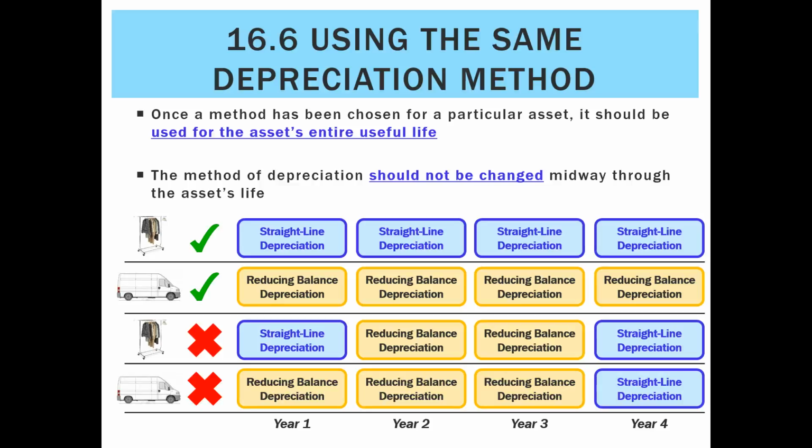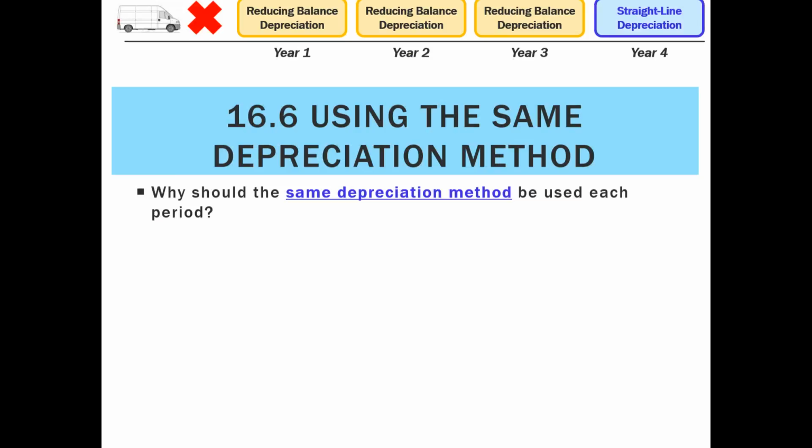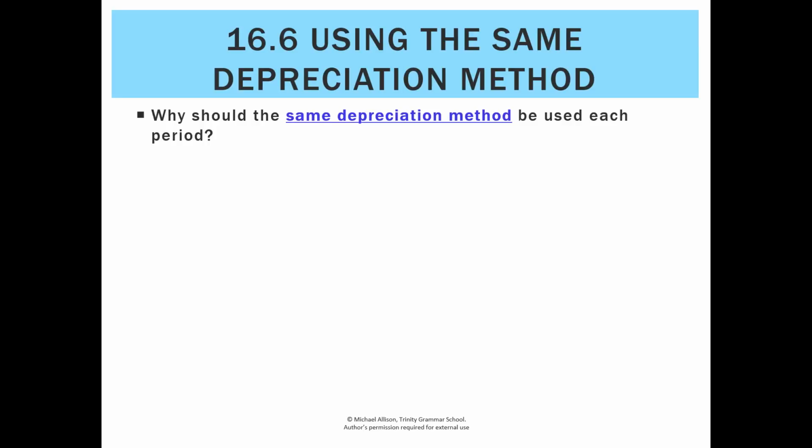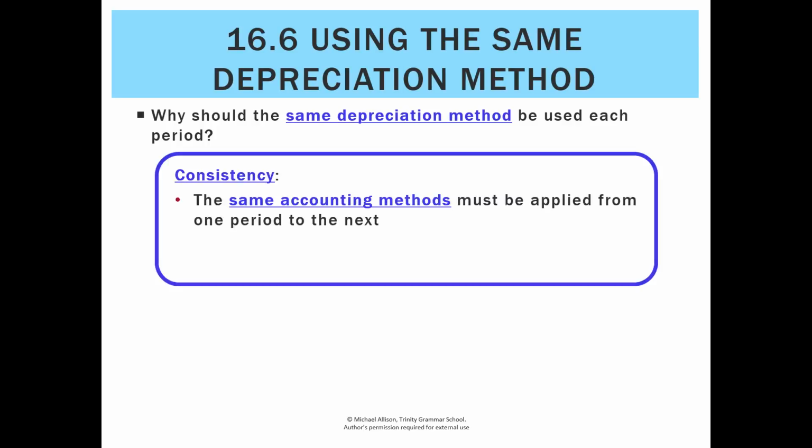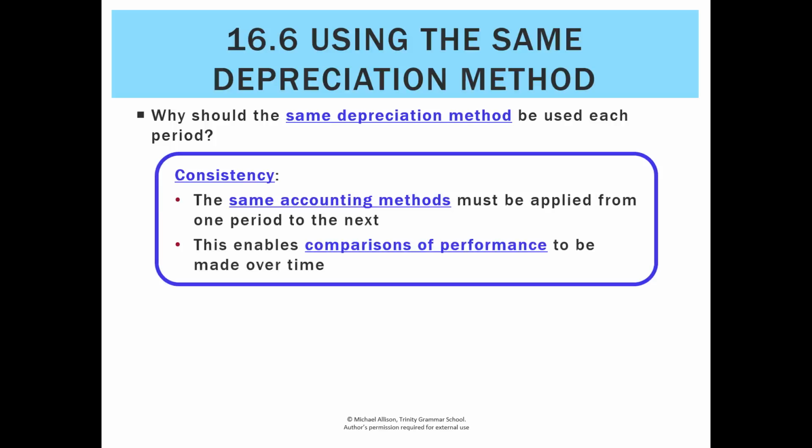With a delivery van, if I've chosen reducing balance in year 1, 2 and 3, I can't change to straight line in year 4. So why should the same method be picked each period? Well, the answer's in the theory. We want to apply the consistency principle, use the same accounting methods every period, and that allows us to compare our performance over time.